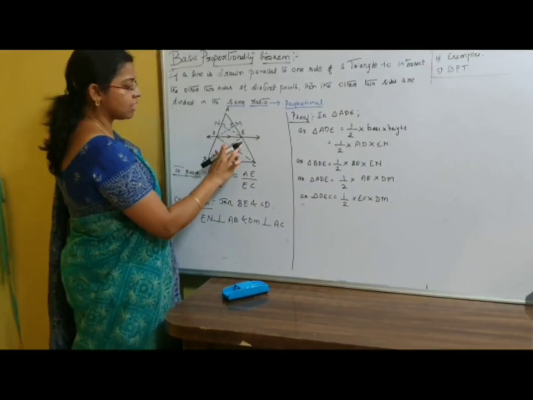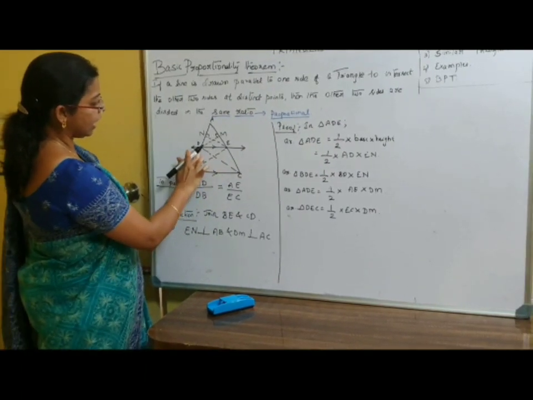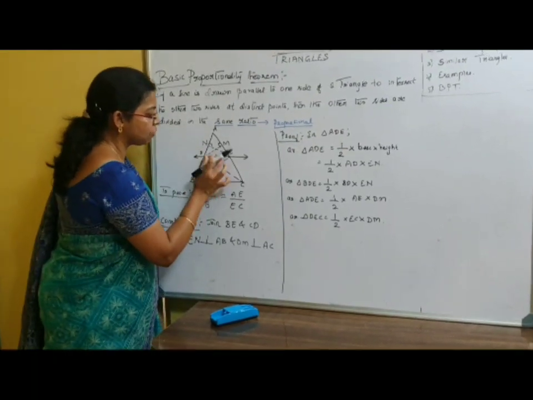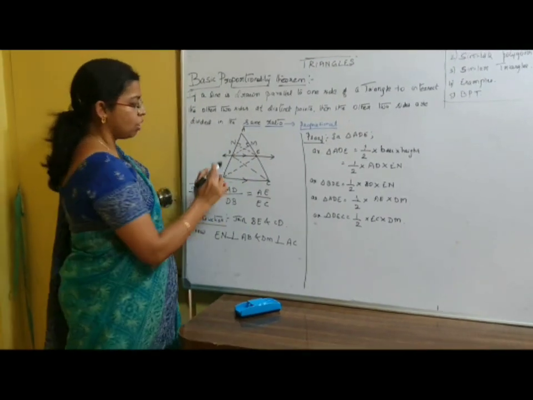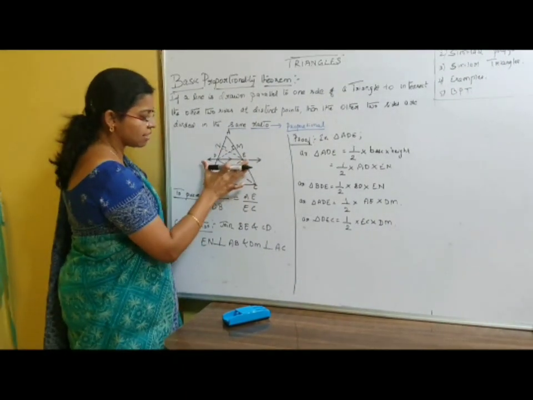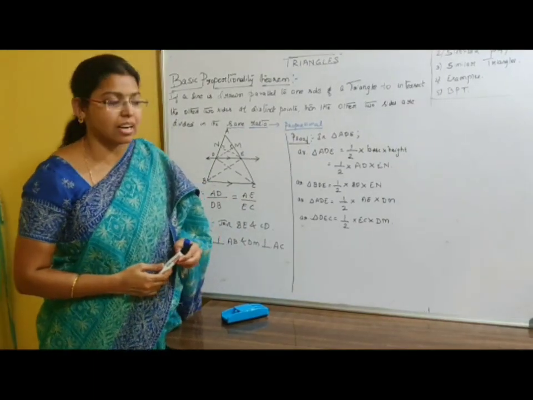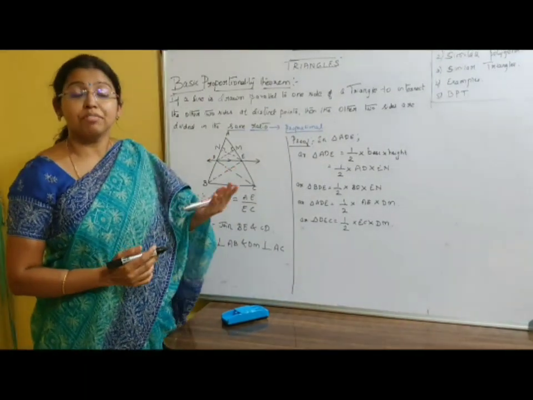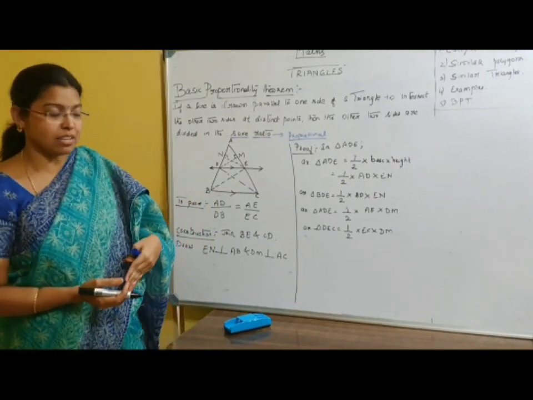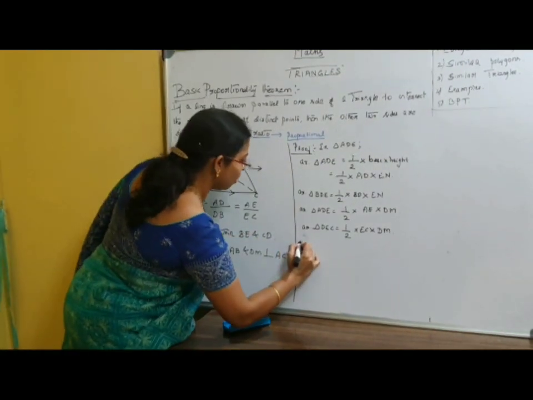Now we can see these two triangles BDE and DEC, do they lie on the same base? If you consider DE as the base for these two triangles, they lie on the same base and they are between the two parallels DE and BC. We have seen in our previous classes, in the 9th class, that if two triangles lie on the same base and between the same parallels, their areas will be equal. Their areas are equal.